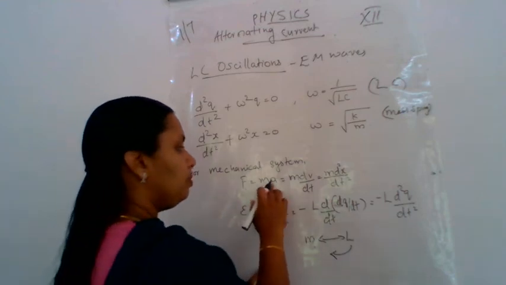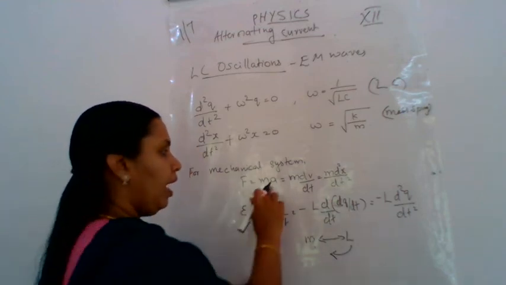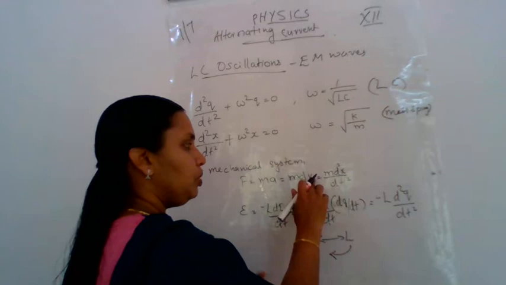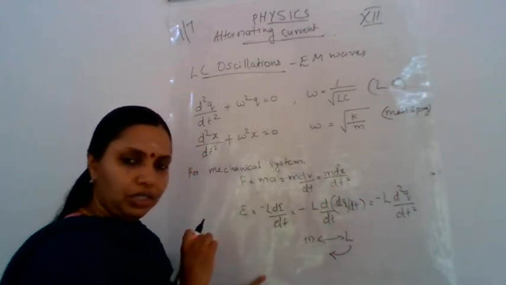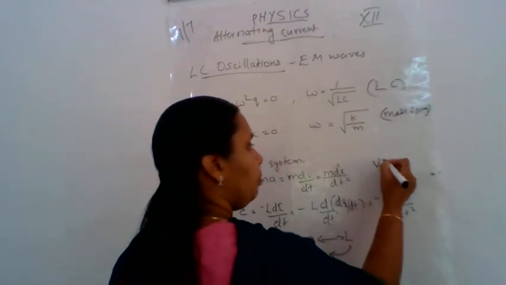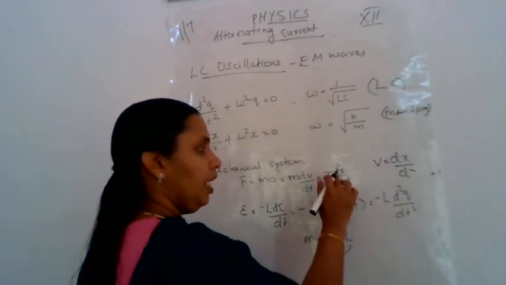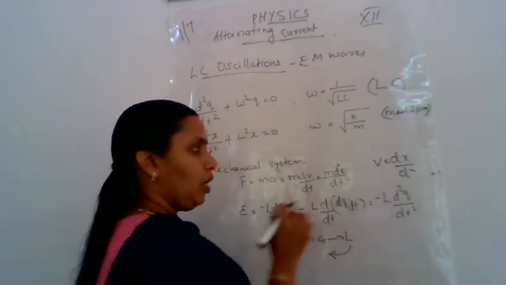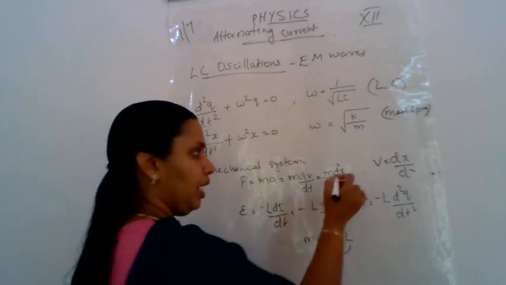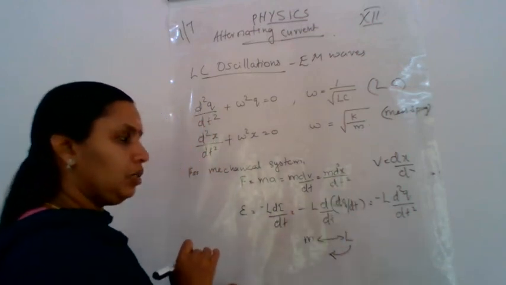And what is the force? Force F is equal to ma. And what is a? a is equal to dv by dt, rate of change of velocity. And we know v is equal to dx by dt. So substituting for v, we will get it as m into d square x by dt square. Okay, m into d square x by dt square.